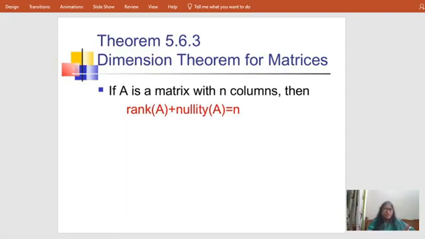Now, if A is a matrix with n columns, then by the rank nullity theorem for matrices, rank of A plus nullity of A must be equal to n. So, that n means the number of columns.